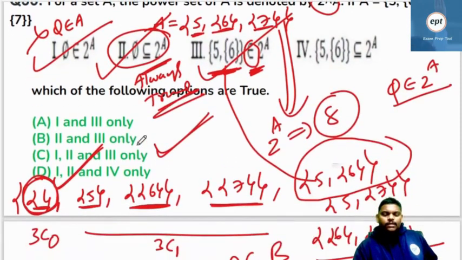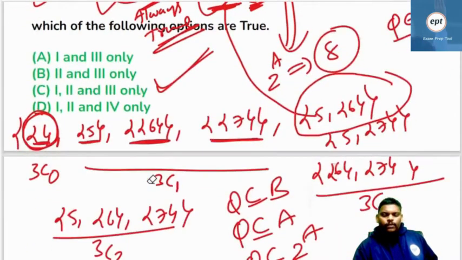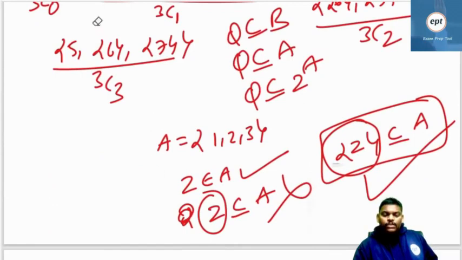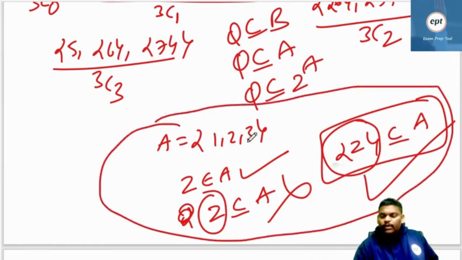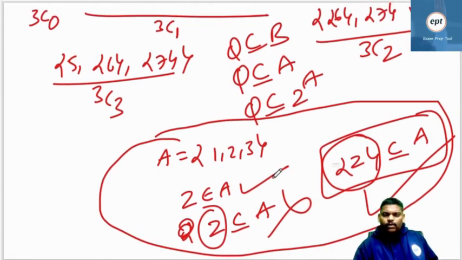35, C is the answer. Please be careful, this is a very, very important line. Can you see this example? If anyone is not getting it, take care of this example. If A is equal to {1, 2, 3}, 2 belongs to A, but 2 is not a subset of A. If you want to say subset, keep one bracket: {2} is a subset of A. Fine, 35 is over.